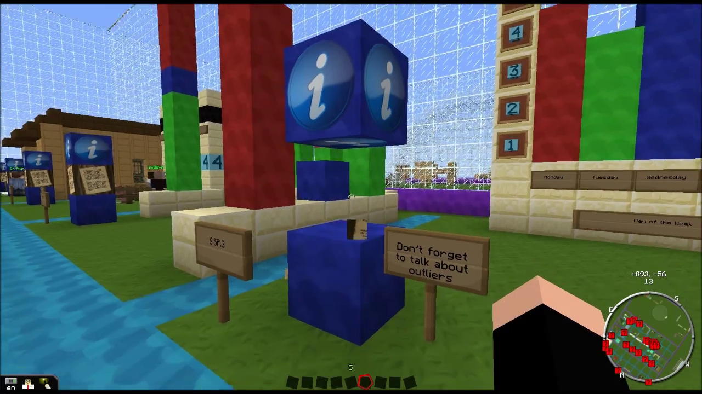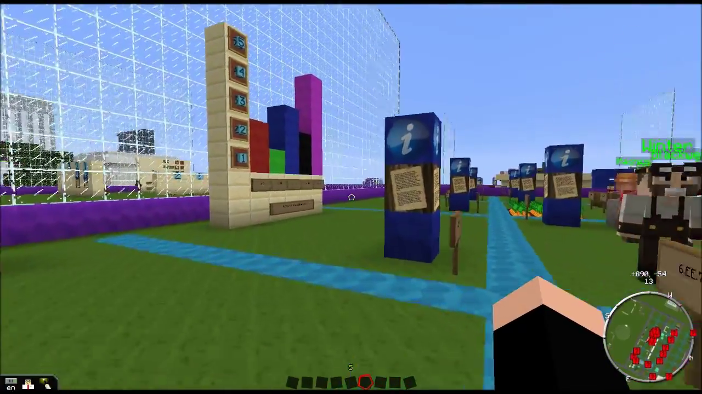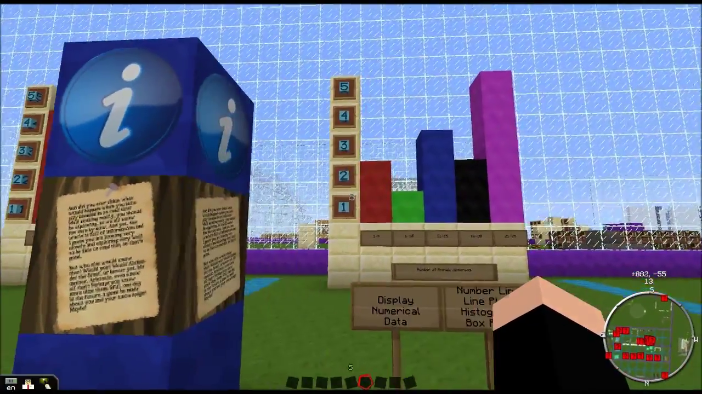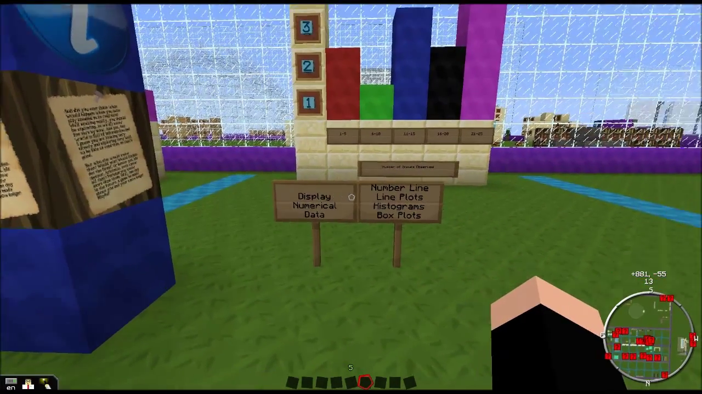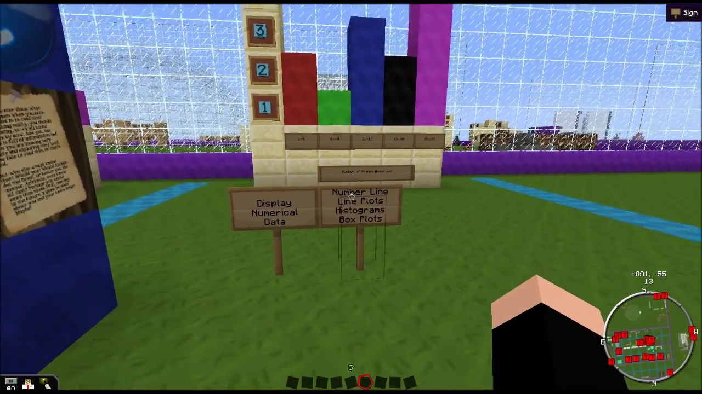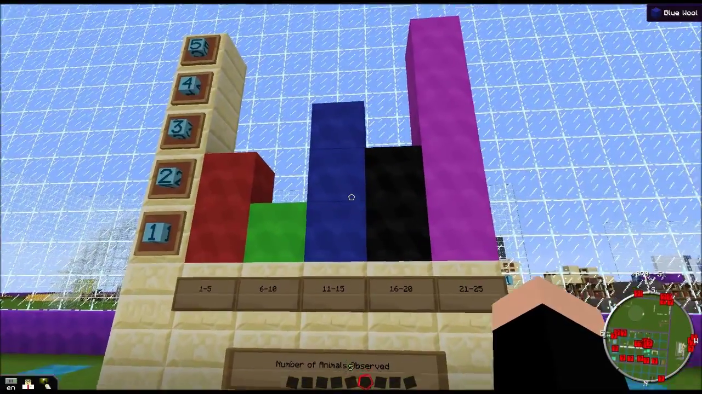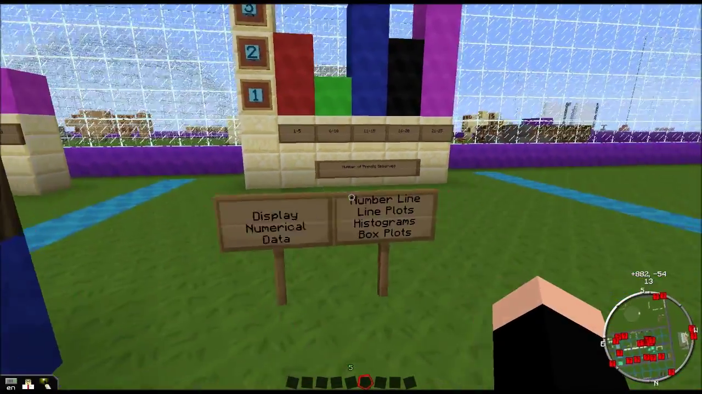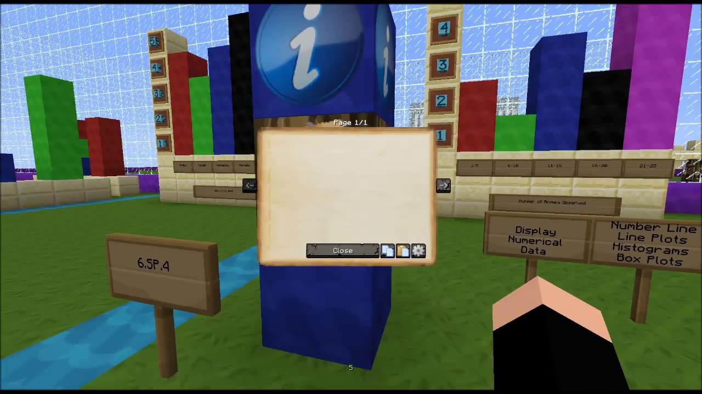Okay. Oops. Oh, I just broke that block. Terrible. Moving on. I'll have to replace that. Here we're going to focus on displaying numerical data in number lines, which we've done in the past, line plots, which we've also done in the past, histograms, which we have right here, and of course a box plot, which I'm going to have to work on. Nothing here, no question yet.